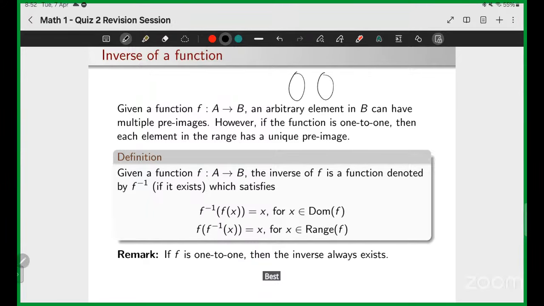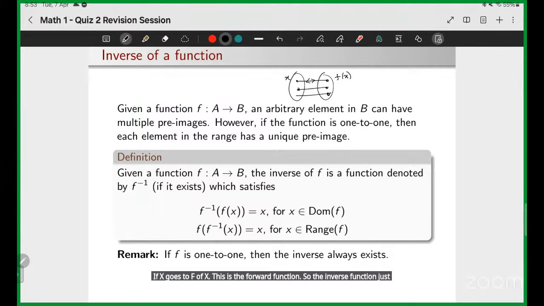Best way to see it is to draw your function like this. If x goes to f of x, this is the forward function. So the inverse function just takes f of x to x, for each element. Now you see why this injectivity was important.